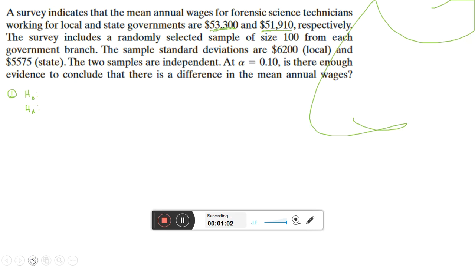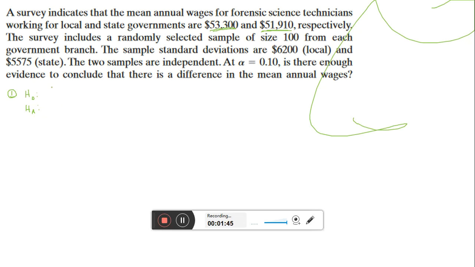The survey includes a randomly selected sample size of 100 from each government branch. So they surveyed 100 people, and the sample standard deviations are 6,200 for the local and 5,575 for the state. The two samples are independent. At a level of significance of 10%, is there enough evidence to conclude that there is a difference in the mean annual wages? So once again, what are we trying to claim?